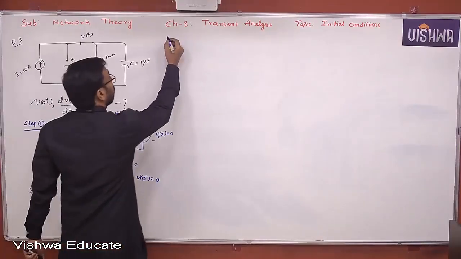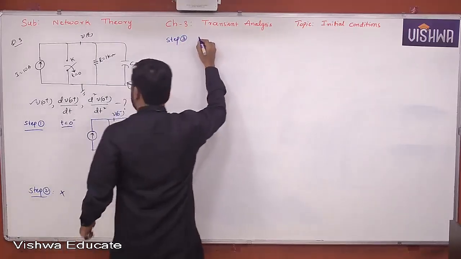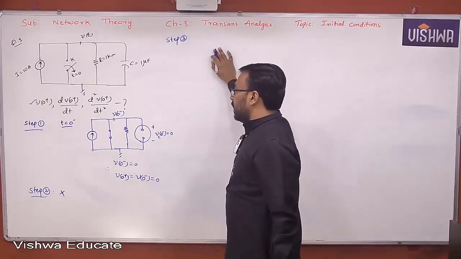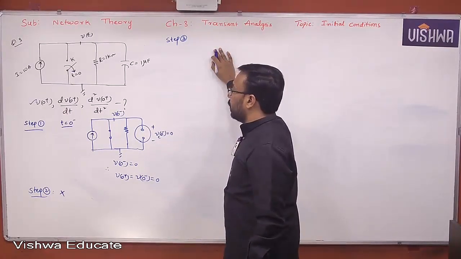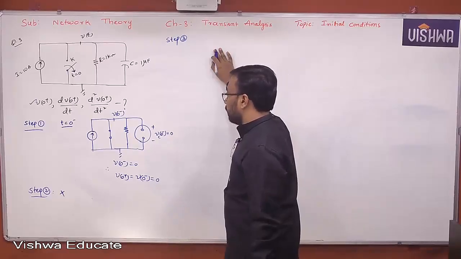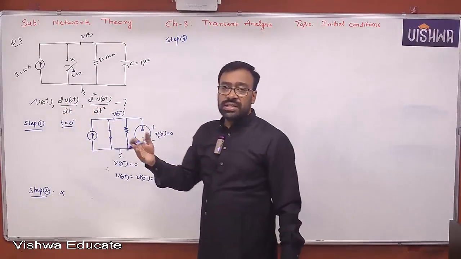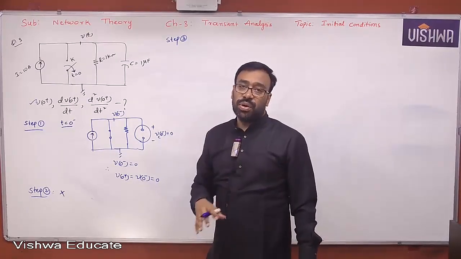But step 3 is required. What is step 3? It is for higher order derivative terms. In case of higher order derivative terms, to determine them, you need a differential equation for t greater than 0, either using KCL or KVL. Since it is in terms of voltage, the equation in terms of voltage will be obtained only in case of node analysis.